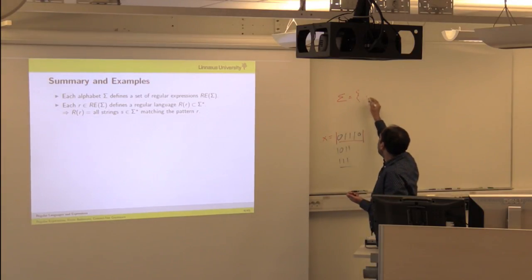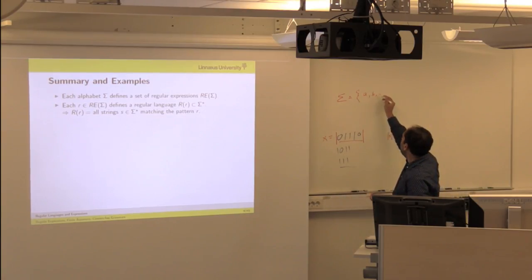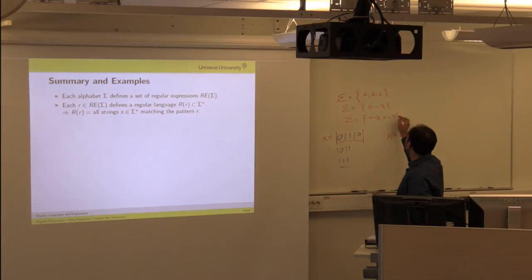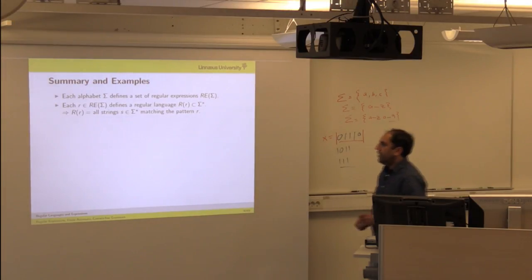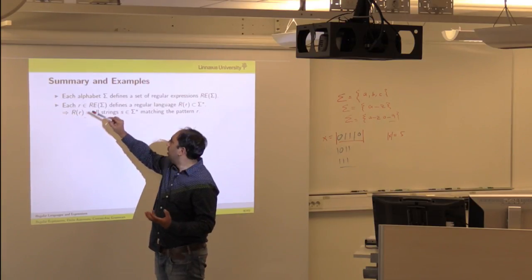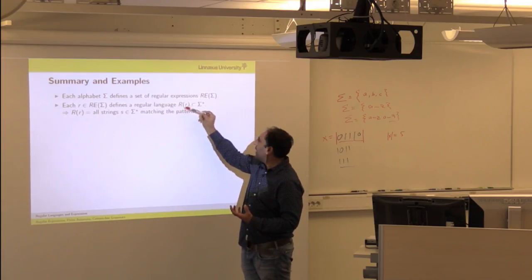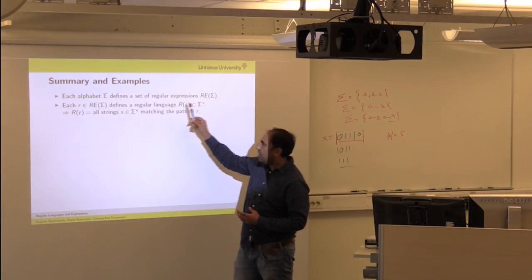So, for example, if you have a language that consists of only letters, the alphabet could be A, B, C, or it could be A to Z, or the alphabet could be both A to Z and then 0 to 9. So it depends on what kind of language you are going to define. And then each regular expression, this small r denotes a regular expression that belongs to this set of regular expressions. It defines the regular language, and we specify the regular language using this capital R, and it's a subset of the closure on the alphabet.